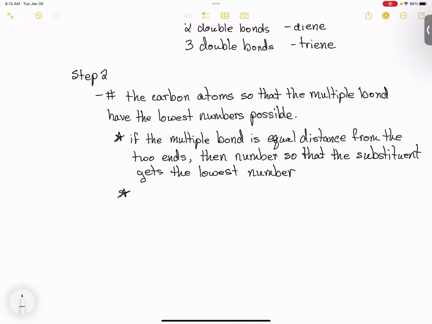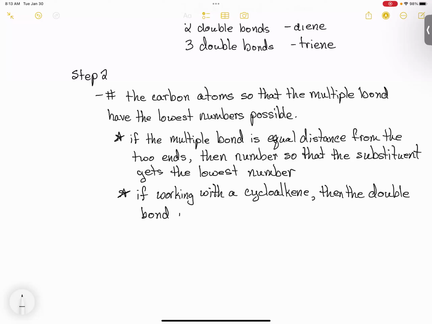If we are talking about a cycloalkene, then the double bond will occur between carbons 1 and 2.